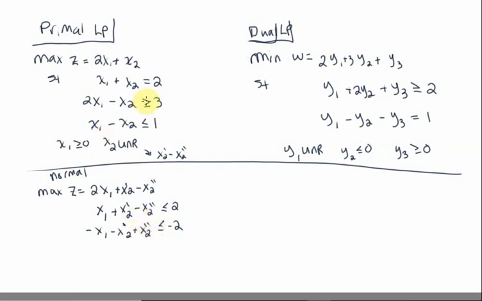Okay. Now how can I switch this one to be less than or equal to? Multiplying through by a negative. So that'd be negative 2x1 plus x2. So plus x2 prime minus x2 double prime is less than or equal to -3. And this one's perfect. I just got to make the substitution here. x1 minus x2 prime plus x2 double prime is less than or equal to 1. And now all of these, x1, x2 prime, x2 double prime, are all positive. So this is normal form.